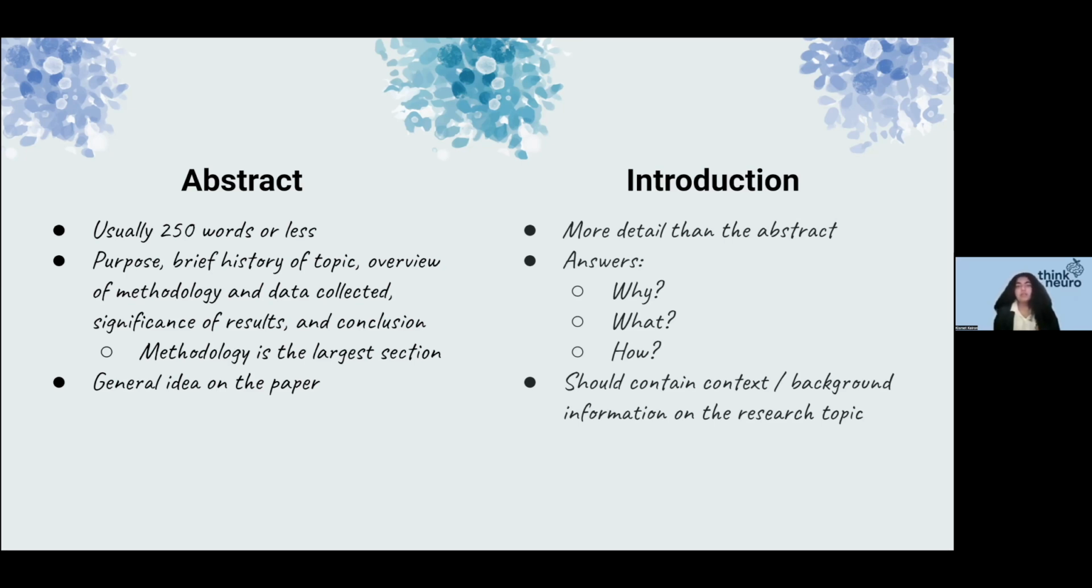Even in the abstract, you will find that the methodology is typically the largest section overall. And the abstract is just to give you a general idea on the paper. Then you have the intro, which is a more detailed version of the abstract. So for answers, you have why, what, how, and you should contain context and background information on the research topic.